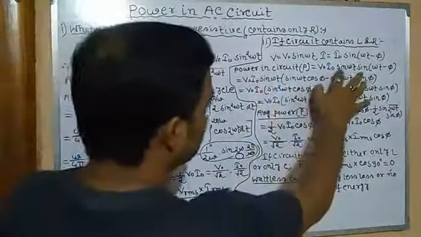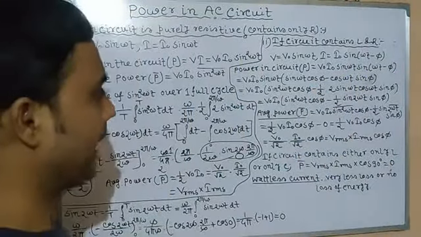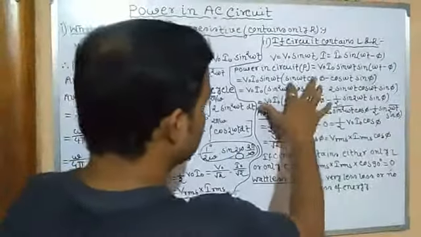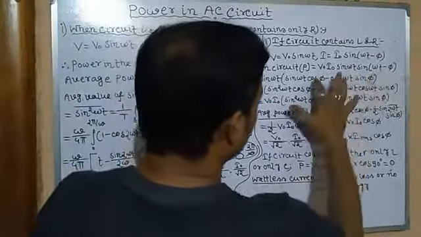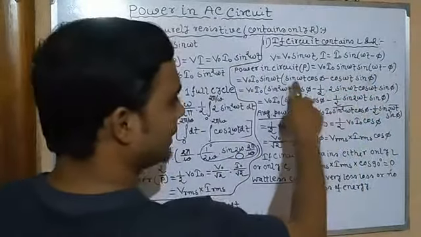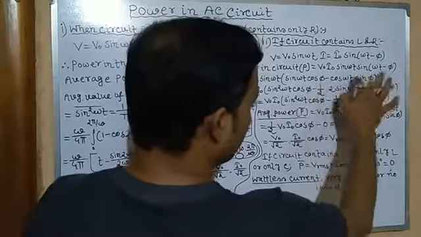So V0 I0 sin omega t, then sin of omega t minus phi. Now sin A minus B. What is the formula of sin A minus B? Sin A cos B minus cos A sin B. So sin A cos B minus cos A sin B. Very clear? This is A and this is B. So sin A cos B, cos A sin B.